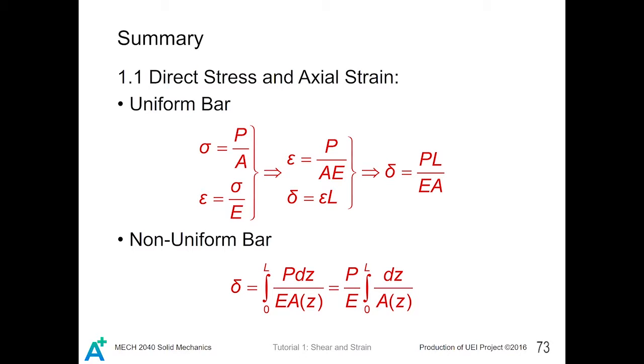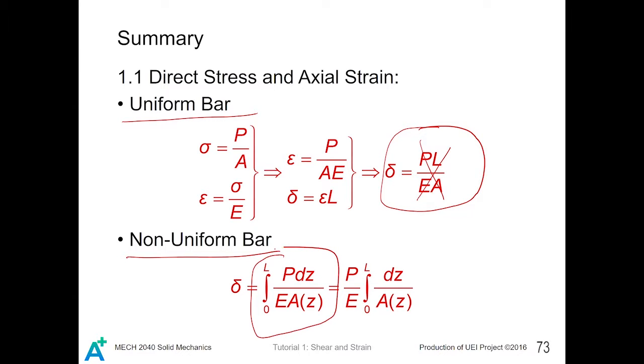Finally, let's do a quick summary of all about this tutorial. So in 1.1, we talked about the change of length of uniform bar and the non-uniform bars. For uniform bar, still remember it is alpha. For non-uniform bar, it is just like you rewrite this formula into the integral form.